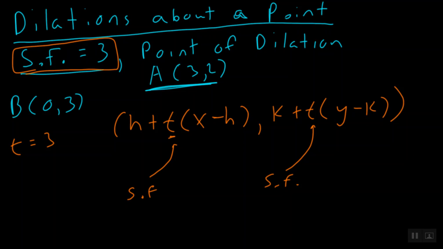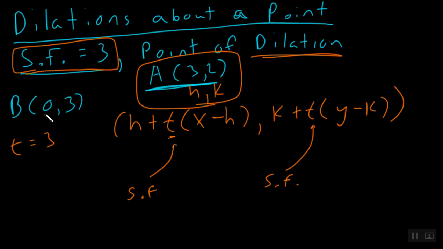Okay, what else do we know? Well, our point of dilation is always where we're going to get our H, K. That is really, really important. The point of dilation is always going to be our H, K. And whatever specific point we choose, that will be our X and our Y.